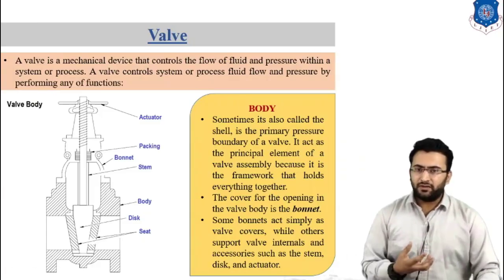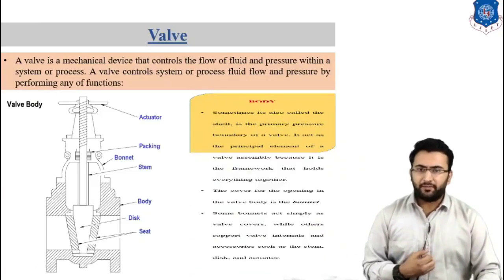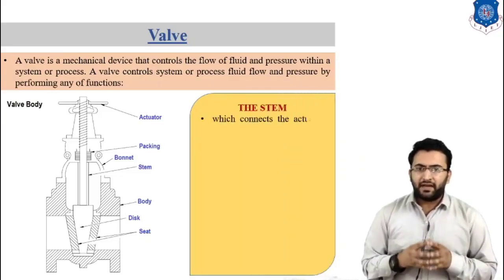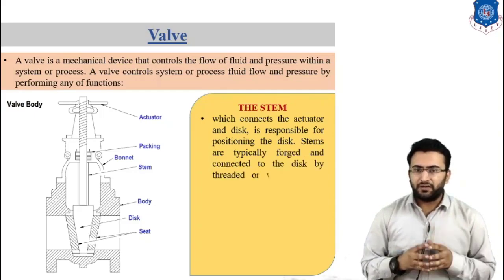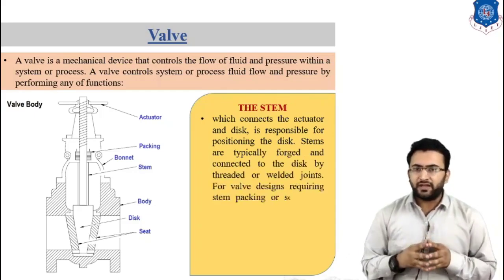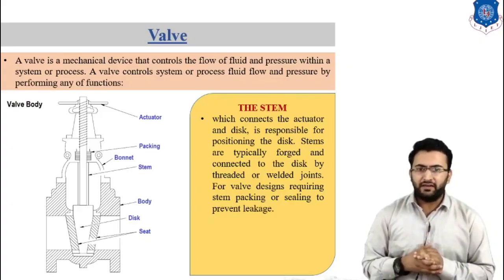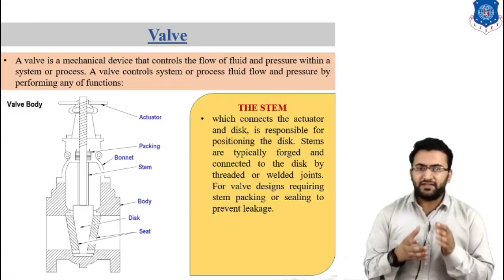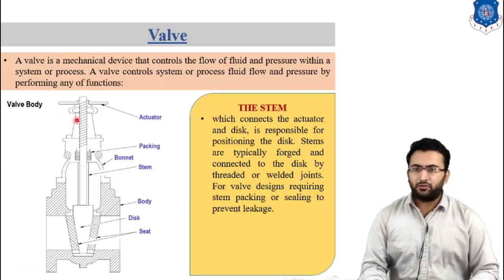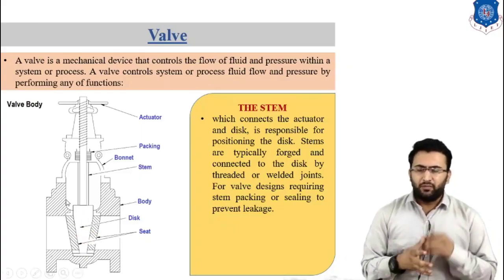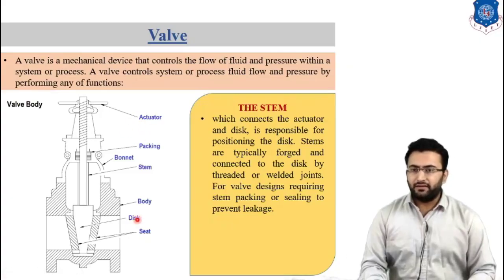Let's talk about another part, which is the stem. A stem connects the actuator and disc and is responsible for the position of the disc. Stems are typically forged and connected to the disc by a thread or welded joint. Valve designs require stem packing or sealing to prevent leakage. So this is the stem which connects the actuator and the disc.